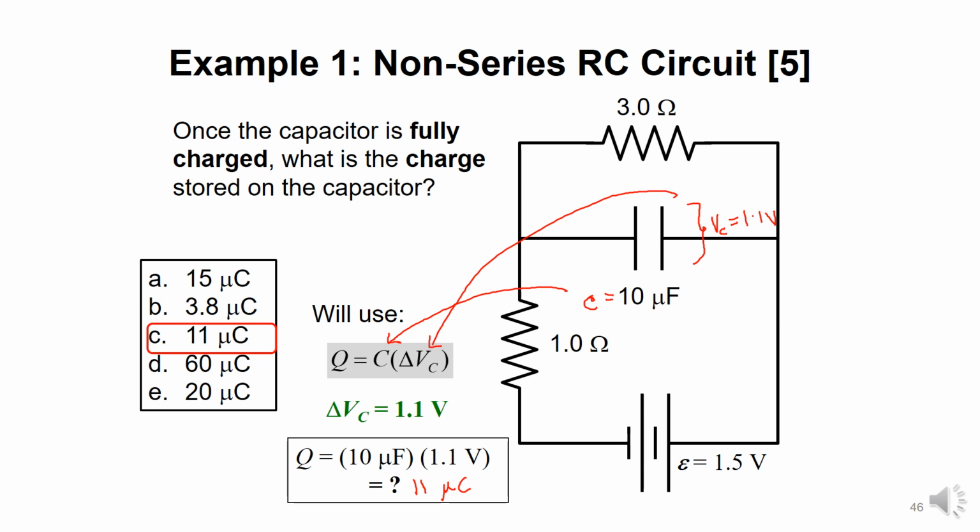Find the current, and this is the same current going through both the resistors because they're in series. And from this current, you find the voltage drop across one of the resistors, the 3 ohm resistor that's in parallel with the capacitor. So this voltage drop across the 3 ohm resistor should be the same as the voltage drop across the capacitor because they're in parallel. And once we have the voltage drop across the capacitor, we know the capacitance. We plug into the capacitor equation and solve for the charge Q. Turns out to be 11 microcoulomb, option C.